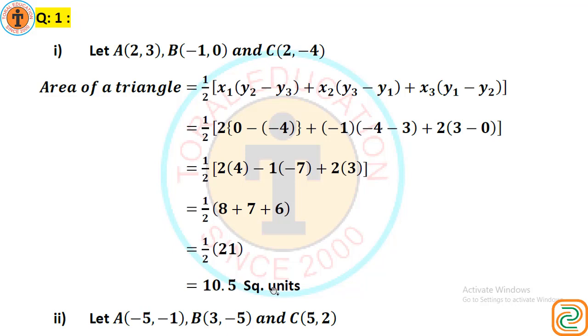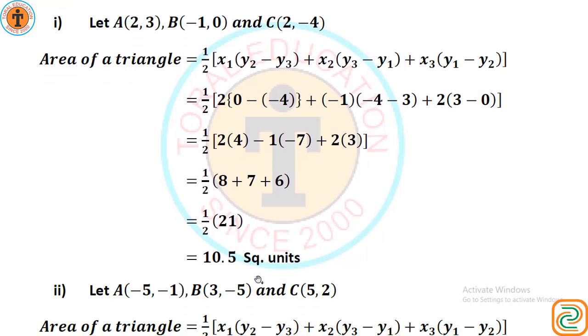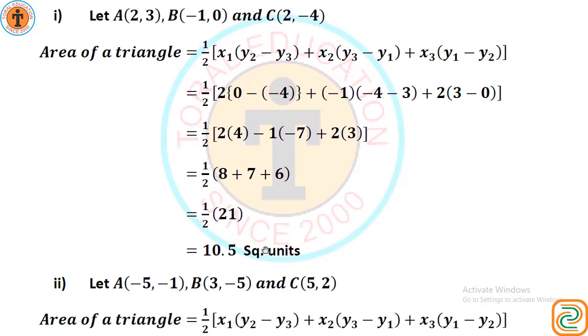Area is always shown in the square units: square centimeter, square meter, square kilometer, whatever, but there is square unit.